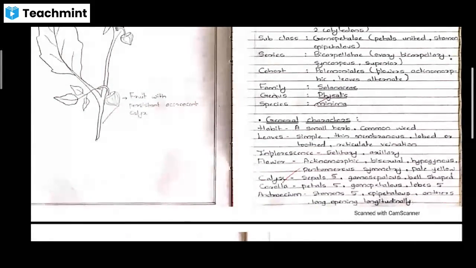So I hope all of you can see this plant of the brinjal.